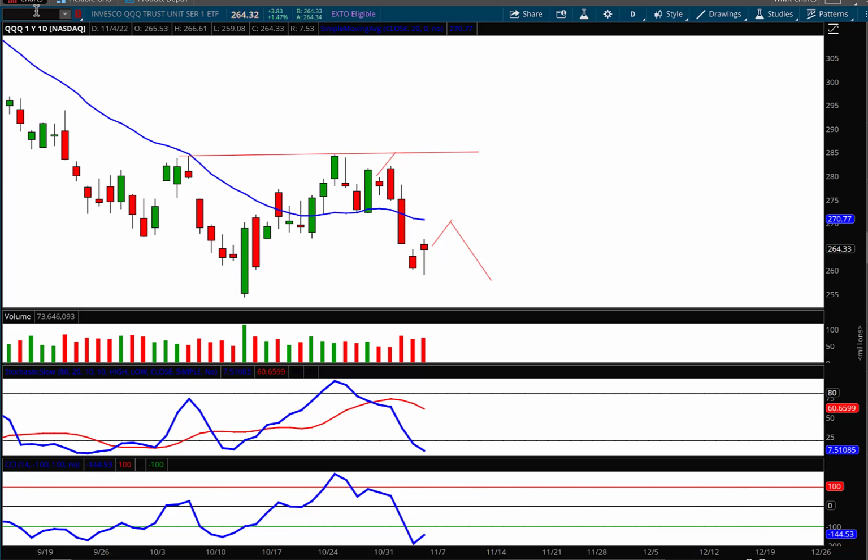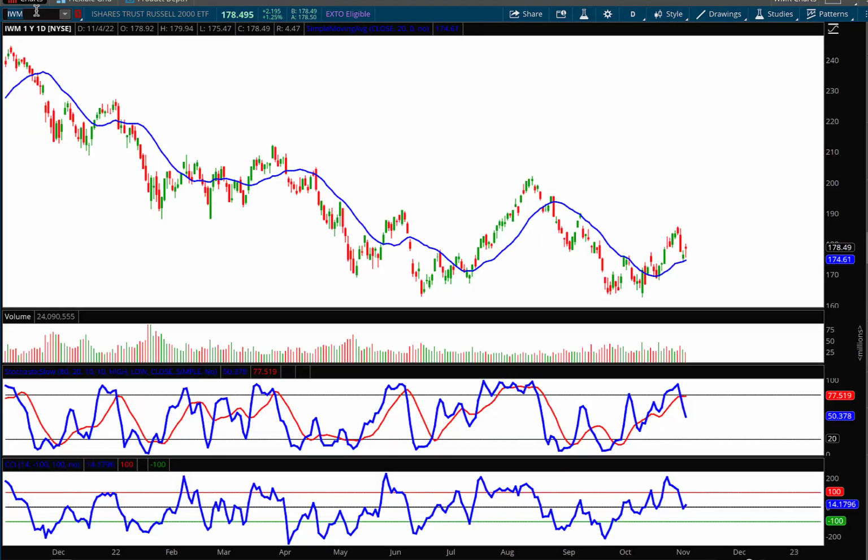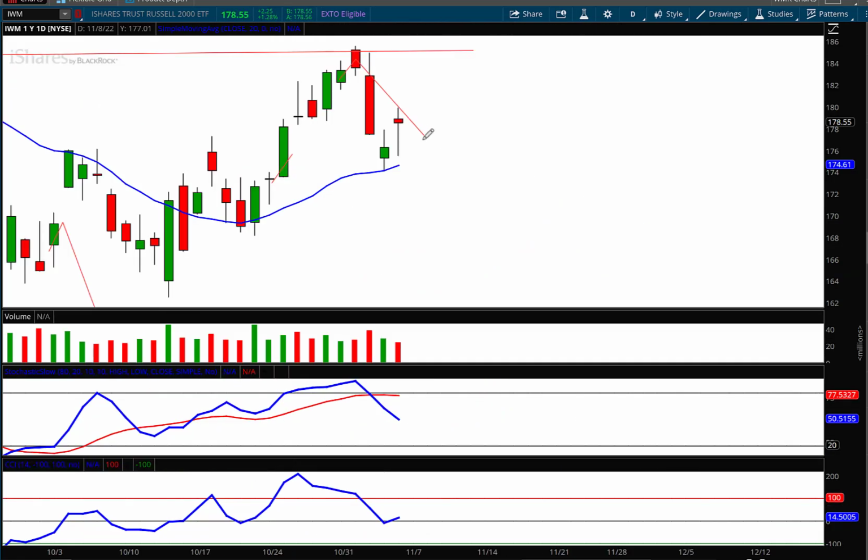Now, if we look at IWM, which is the small cap stocks, we're coming into the close here in about 30 seconds. Try to get this done before the close. You can see that we hit my downside target on IWM after we pivoted from my upside target.